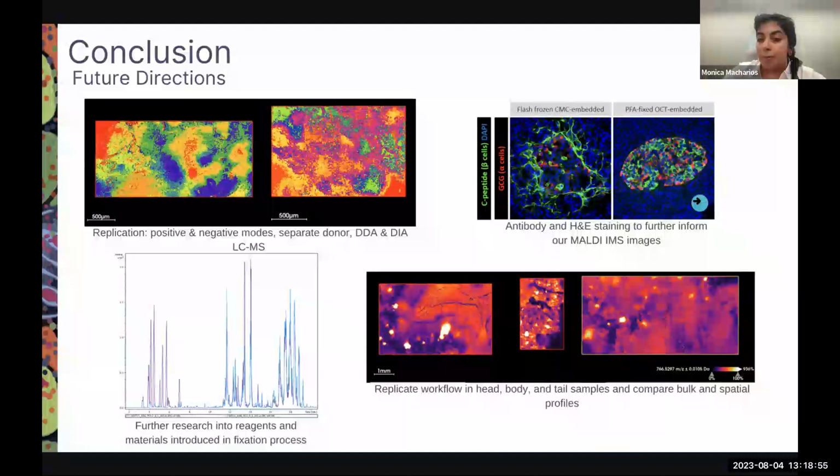We would also benefit from incorporating antibody and H&E staining into our workflow in order to further inform our MALDI IMS and autofluorescence images, just so we know better structures that we're looking at. We could also do more research into the reagents and materials that are introduced in our fixation process to make sure that we aren't introducing any contaminants into our data. And lastly, we could replicate this workflow in the head, body, and tail of the pancreas, which are 3 different regions, and compare bulk and spatial analyte profiles to see if there's any differences.